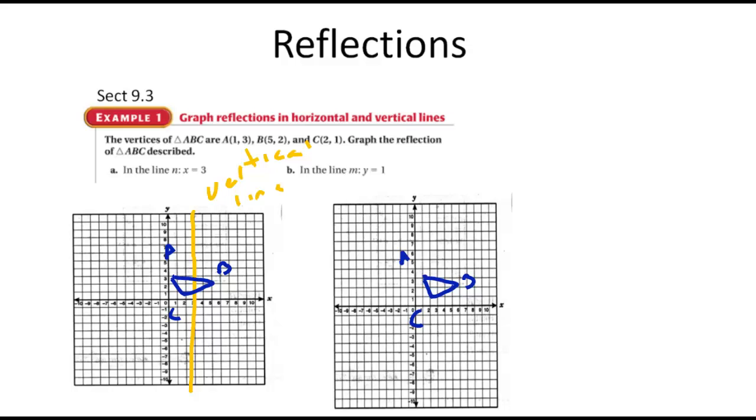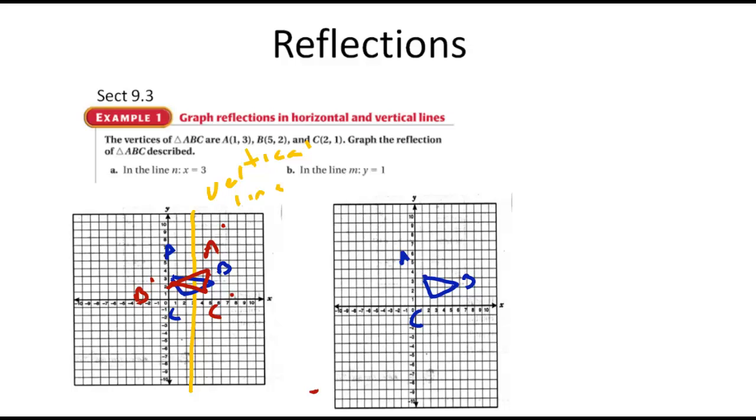So now what I want to do is I want to move each point. My A is 2 to the left, so I want to move it 2 to the right. So it'll move to right there. So that's my A. Remember, I call it A prime because it's the one I moved. B was 2 to the right, so I'm going to move it 2 to the left. And finally, C was 1 to the left, so I'm going to move it 1 to the right. So when I reflect this across the line x equals 3, there is my reflection in red.